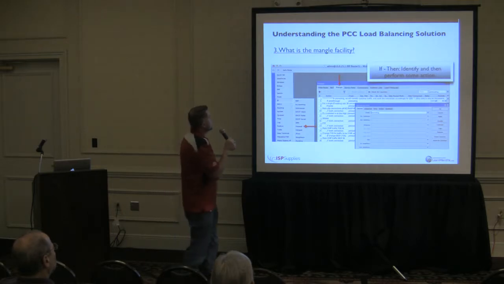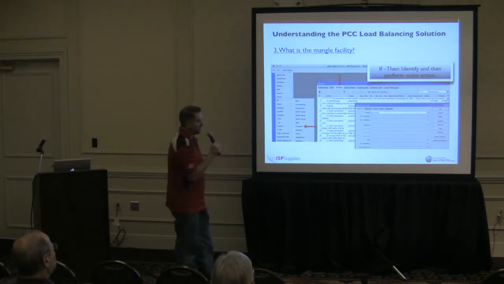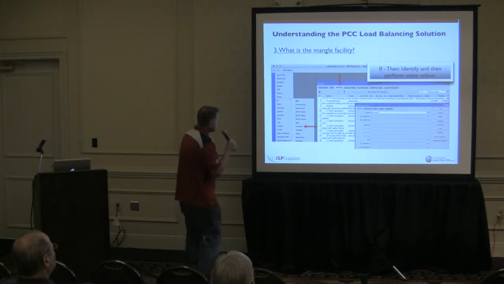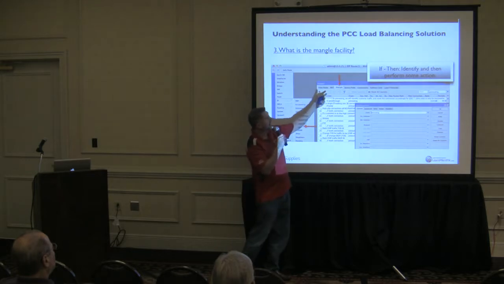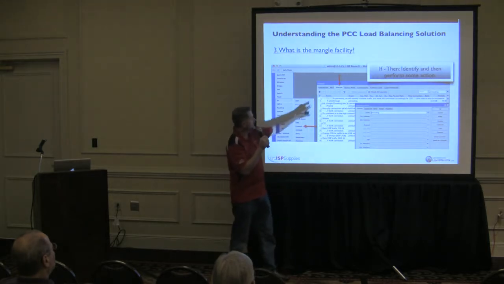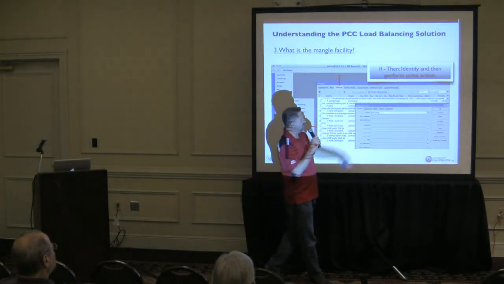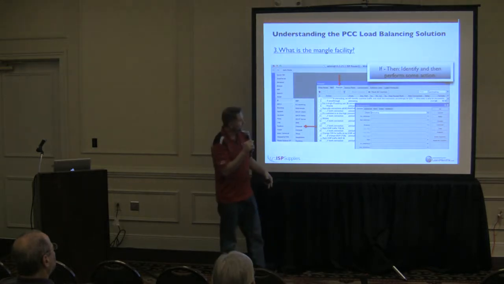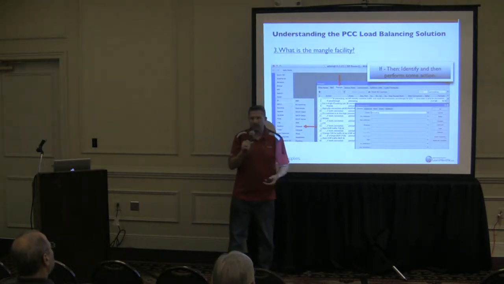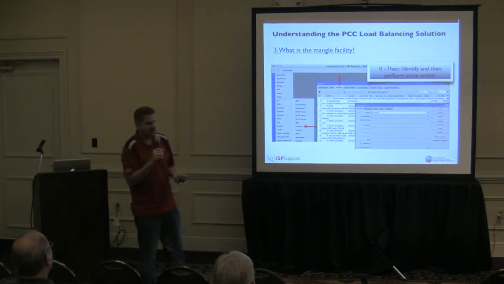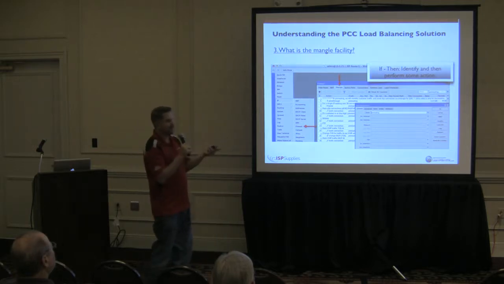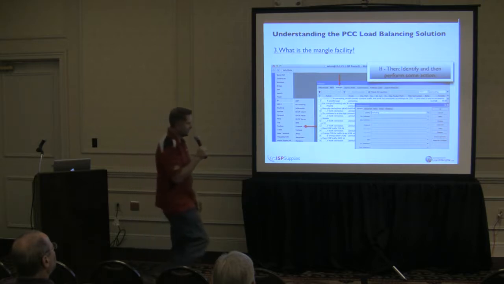3rd question, Mangle facility. Where do you find it? Well, if you're using Winbox, like I do, you'll find it under IP Firewall on the Mangle tab. And if you click the plus sign, you can create a new Mangle rule. Mangle rules work on an if-then principle. So if the packet matches this particular criteria that we set up, then perform some kind of action on it.